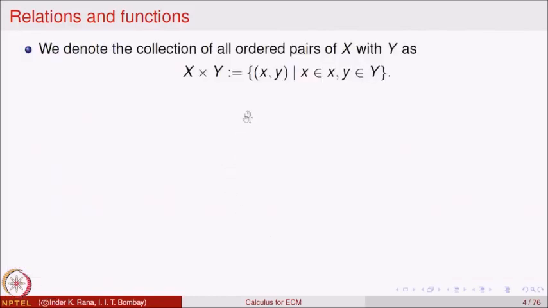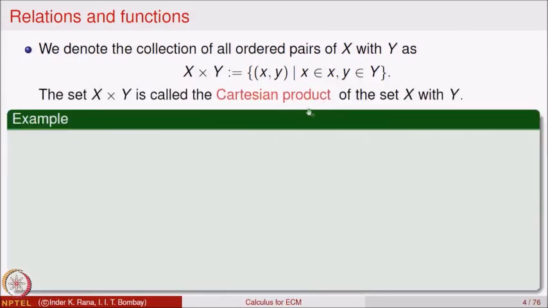The set of all ordered pairs is denoted by X × Y. This is called times or cross: X cross Y. So, X cross Y is the set of all ordered pairs of elements of X and of Y. This set is called the Cartesian product of the set X and Y, or better, it is called the Cartesian product of the set X with Y, because there is an order. So, we should be careful, right.